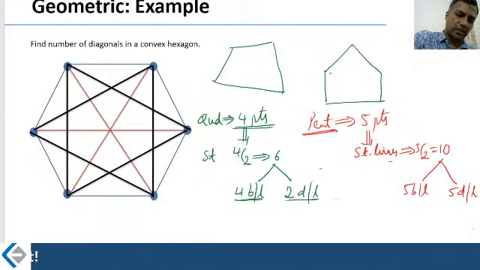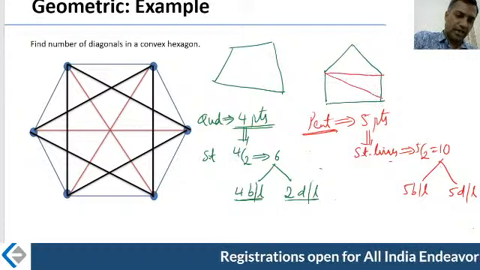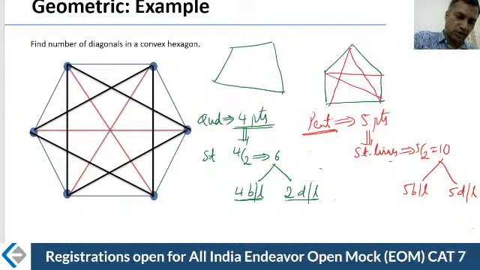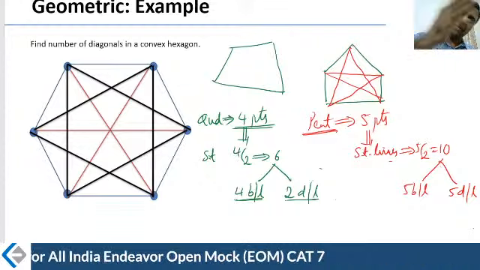Which is the diagonal line here? This is one diagonal, this is the second diagonal, third diagonal line, fourth diagonal line, fifth diagonal line. There are 5 diagonal lines there. That's what it means. Similarly, I can find it for any other geometry.